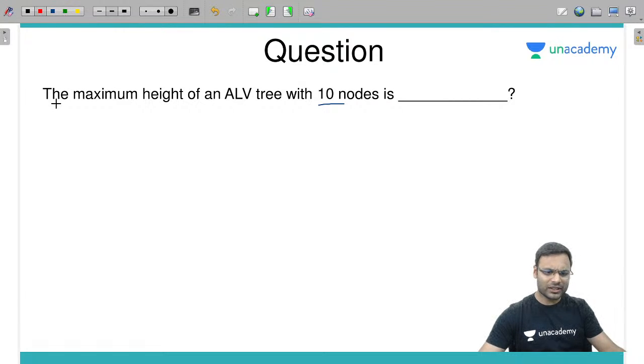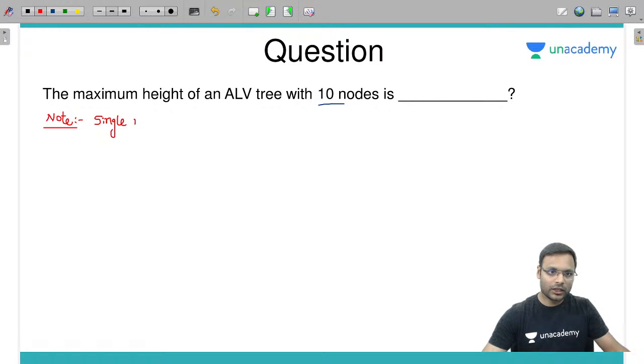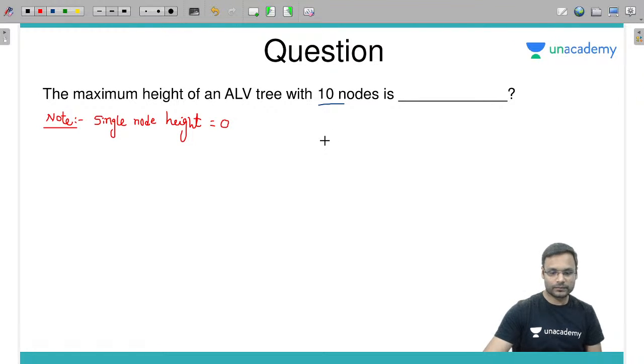Here one information is actually missing, and that is single node height is what? So I am giving you the note also here. Single node height is equal to 0. Let's say single node height 0. You try to solve that. Try to draw that.